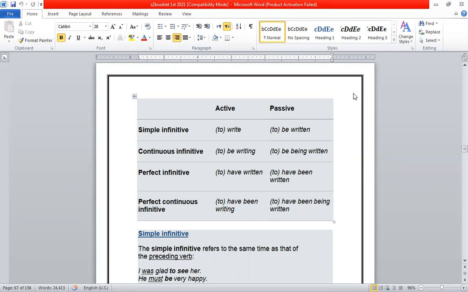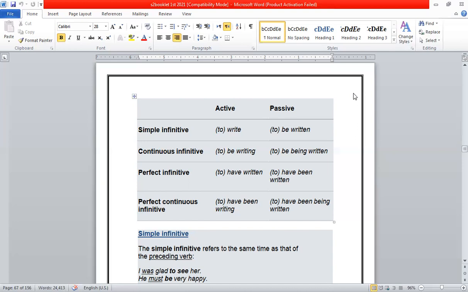Have been written is the passive. Perfect continuous infinitive: have been writing. This is "have been", the perfect form, and writing with the -ing is the continuous form. So when we put them together: have been writing. So we have been writing the letter all day. So we have been writing the essay all day. What's the meaning here? That something started in the past and is still happening till now.